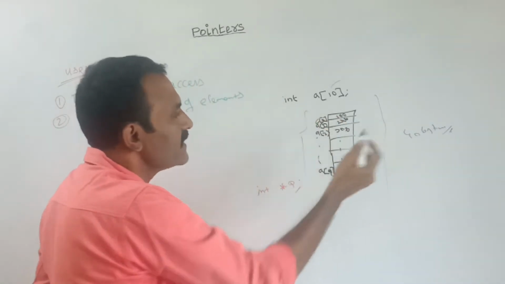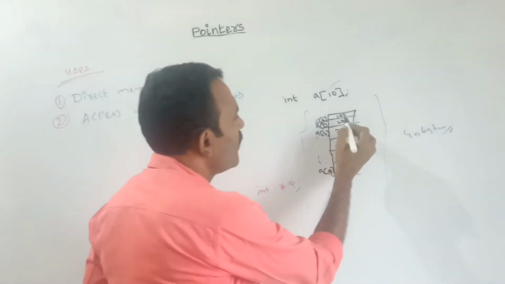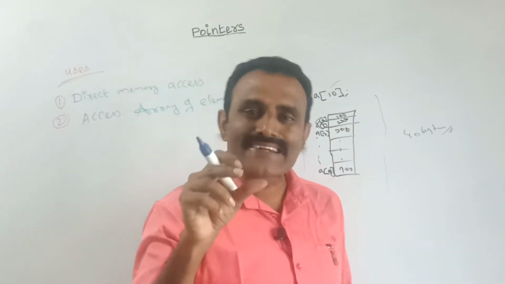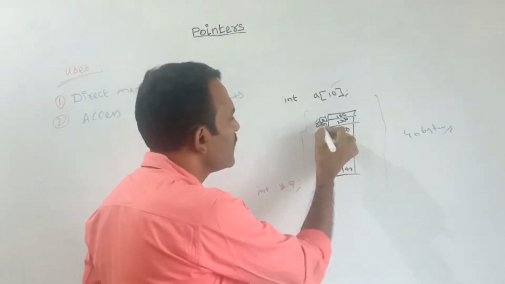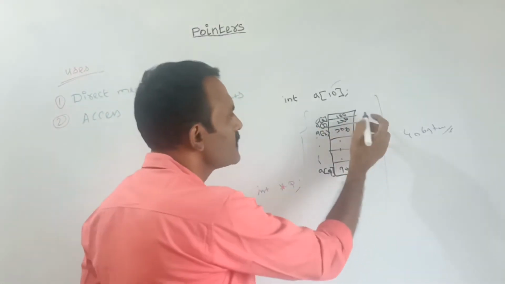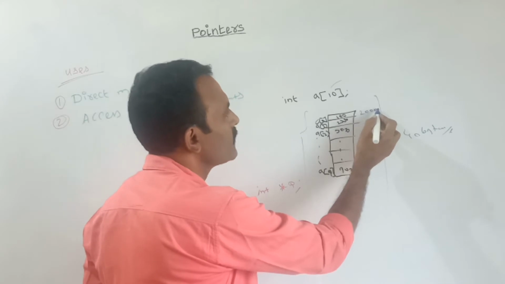Then each and every block has a unique address. For example, for a of 0th position, let us assume this address is 2000.